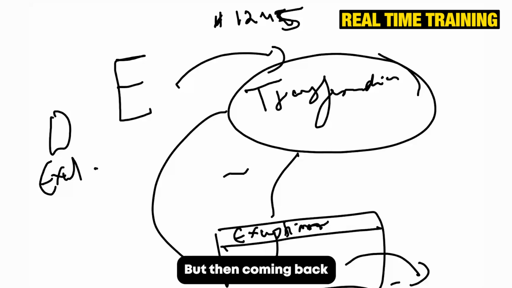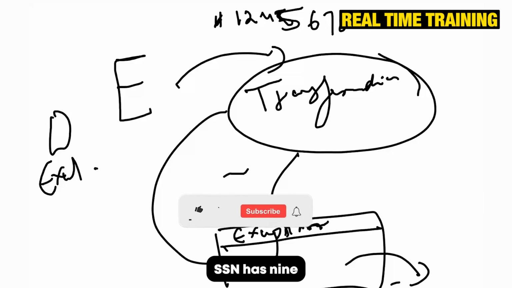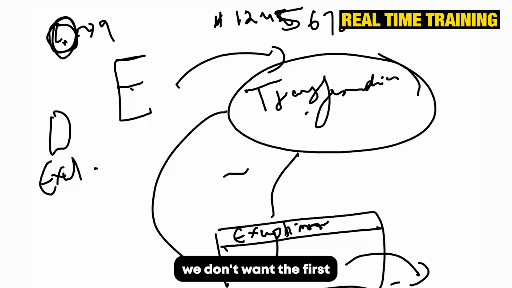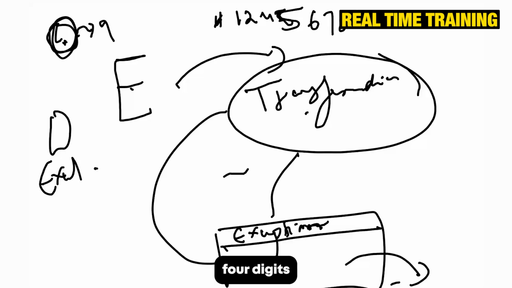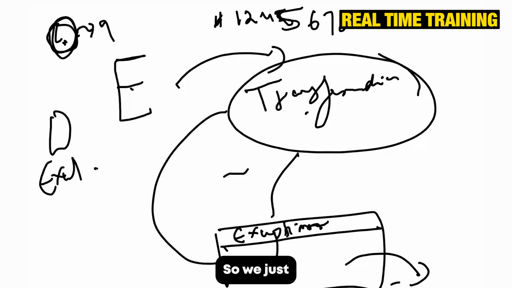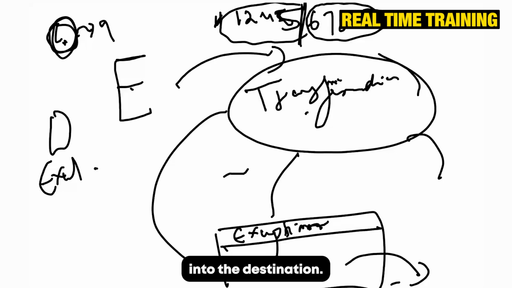But then coming back, so let's say SSN will have how many numbers? 9 numbers. So I'll just put 7, 8, 9. So now in the source, SSN has 9 numbers, but this is a very sensitive data source. Now when we extract it and transform it, we don't want the first 5 numbers. We just need the last 4 digits because maybe that's just how they maintain complaints. This is very sensitive information. So we just put the last 4 digits. This is called transformation logic. And then we'll send it into the destination.